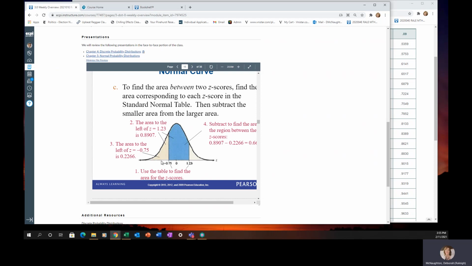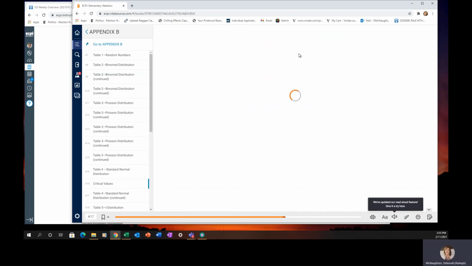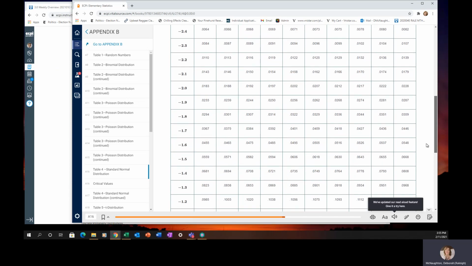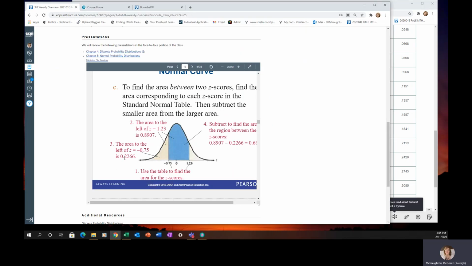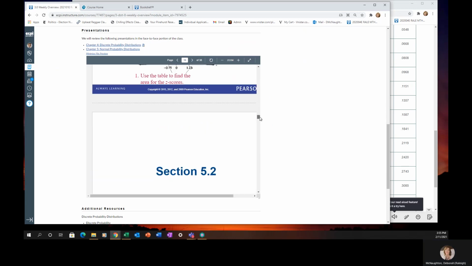And then to get this area in the middle, I already had the 0.8907, and then I need z equals negative 0.75. So we would go up to the negative part of the table. And then I go negative 0.7, this is 0.2266. So that's where they got that from, using the Z table.